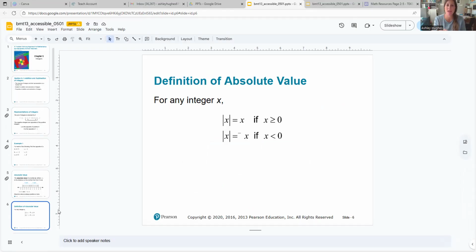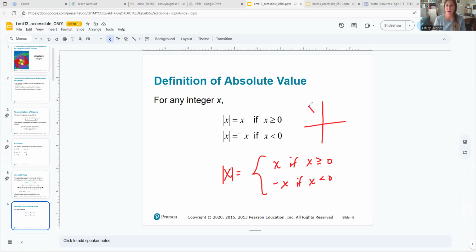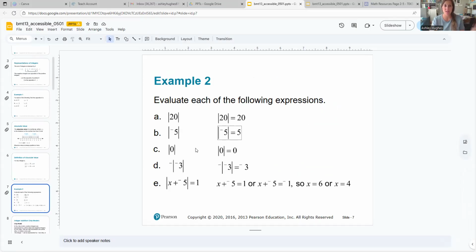For any integer x, the absolute value of x is equal to x if x is greater than 0. So some define it like this. Absolute value of x is equal to this piecewise function here. It's x if x is greater than or equal to 0, and negative x if x is less than 0. And if you wanted to look at it on a graph, it would look like this. So if I'm at 1, it returns 1, right? If you're at -1, it also returns 1. So it makes this V shape here. Again, it's always positive or 0. So to find absolute value, basically just make sure you make it positive.